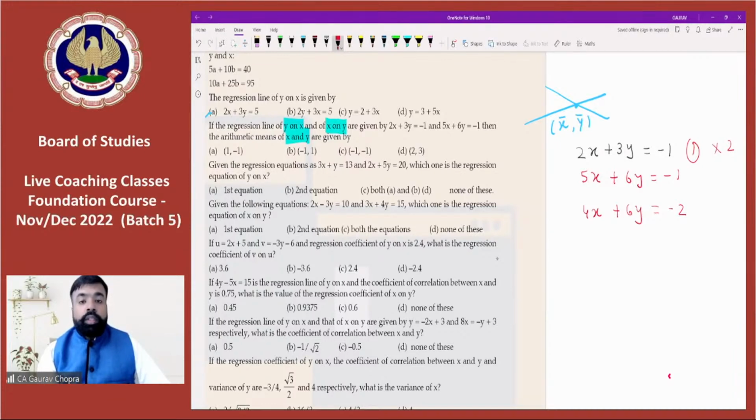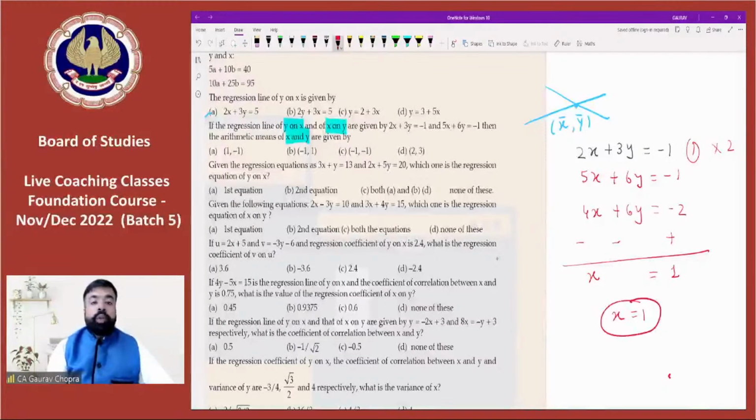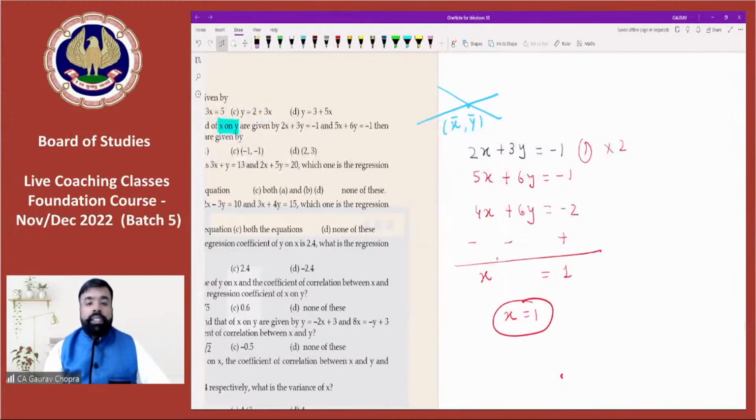Now let's subtract. 5x minus 4x is x, 6y minus 6y is 0, and -1 plus 2 is equal to 1. So x is equal to 1. We have got the value of x as 1.